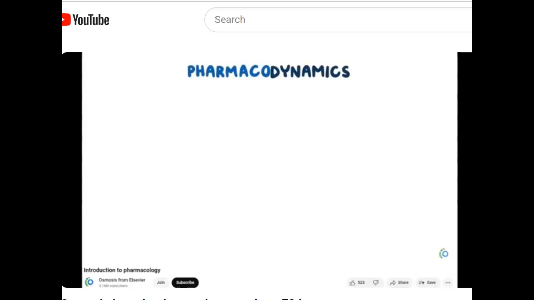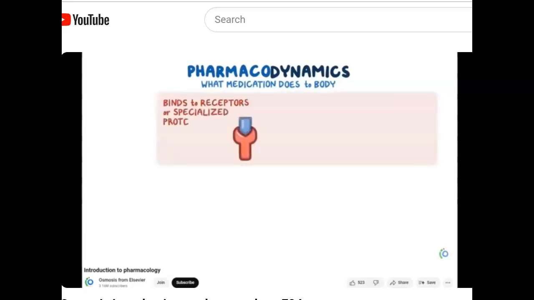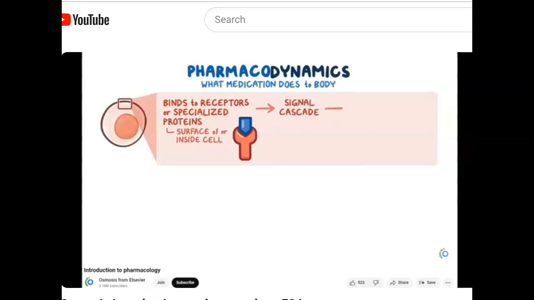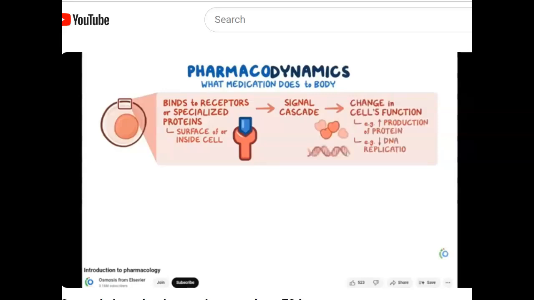Pharmacodynamics, on the other hand, refers to what the medication does to the body. So, once again, after the administration of a medication, it binds to receptors or specialized proteins located on the surface of or inside a cell. This gives rise to a signal cascade, which ultimately results in some change in the cell's function, like boosting the production of a particular type of protein or slowing down DNA replication.